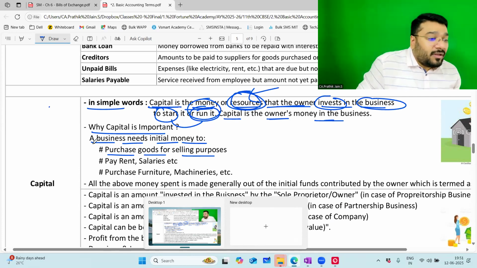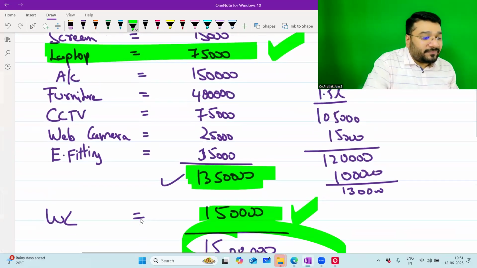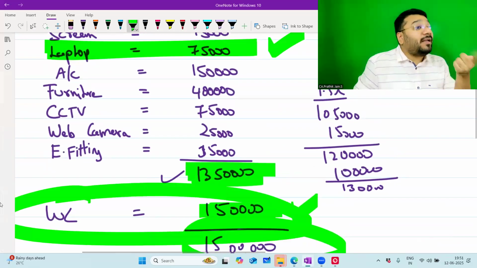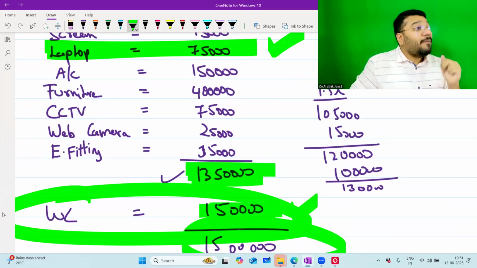So for that, you need what? Paisa. A business needs initial money to purchase goods for selling purposes, or needs money for paying rent and salary. That is what this 1.5 lakh was there for, no? I took this 1.5 lakh for what? Working capital. This money I will use for paying rent for the first month, paying salary of the staff for the first month, paying the electricity bill for the first month.